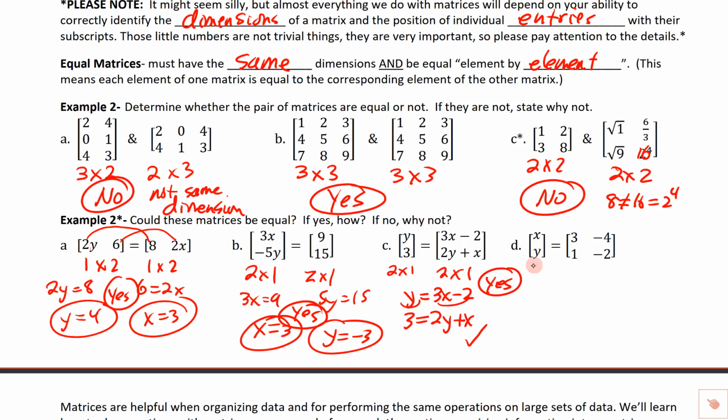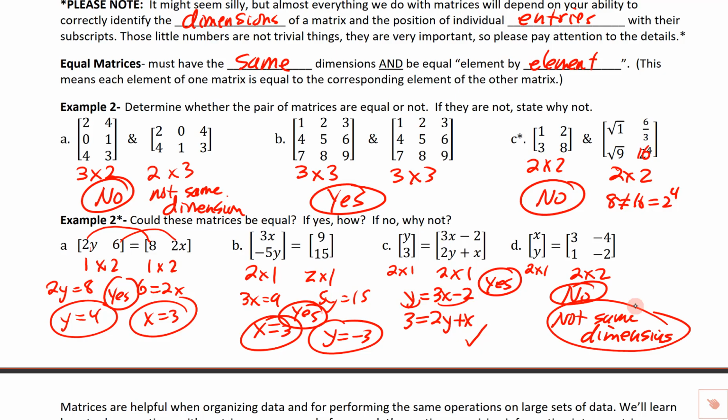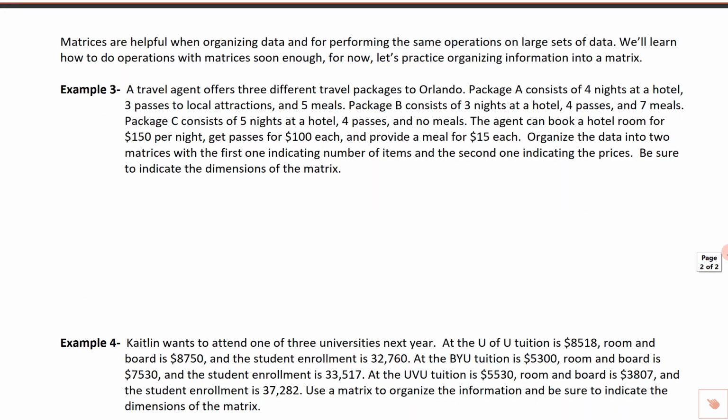So let's turn our attention to this one right here. This one is like the one over here. This one is 2 rows and 1 column. This is 2 rows, and this is 1 column here and 1 column there, so this is a 2 by 2. So there's no way that a 2 by 1 can be equal to a 2 by 2. There are 2 entries in here, and there are 4 entries in there. There's no way to match them up so that they're all equal to each other. So the answer there is no, and we're going to say not same dimensions. Okay, let's flip the page over and let's see what we've got here on this other side.